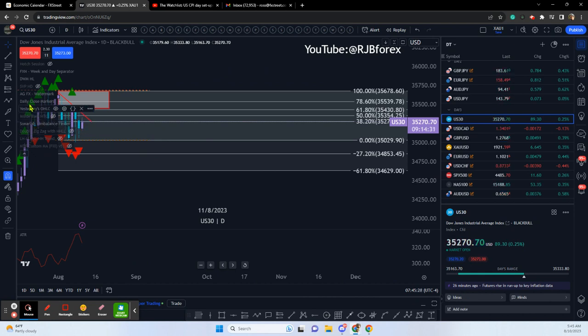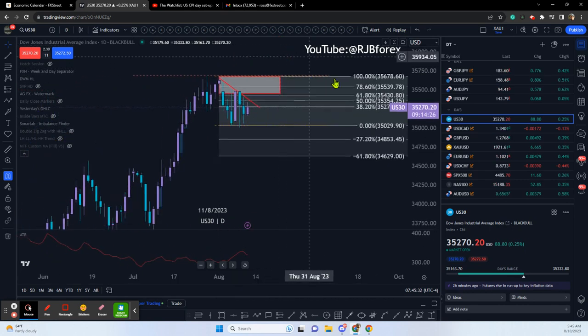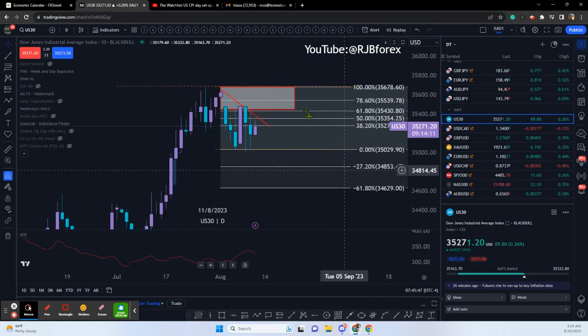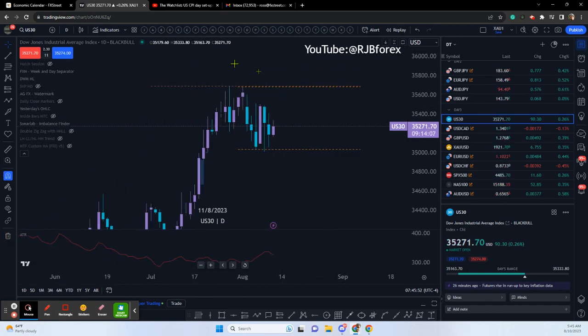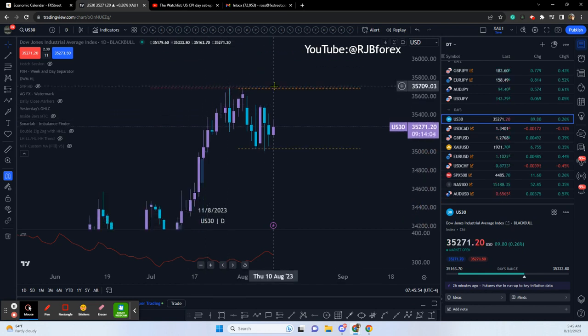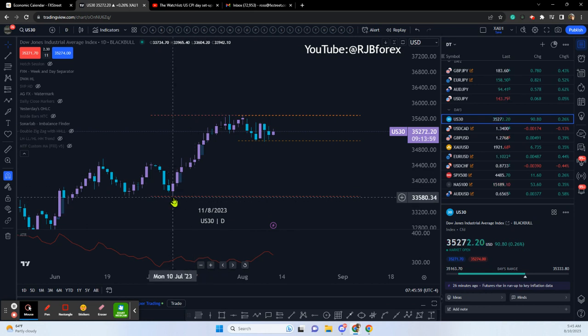I want to get rid of this. I've drawn that figure on there for a reason, I can't remember why. Okay, I'm measuring. Let's get rid of this today. So, we are trading in between last week's high and low, and we've got last month's low all the way down there.